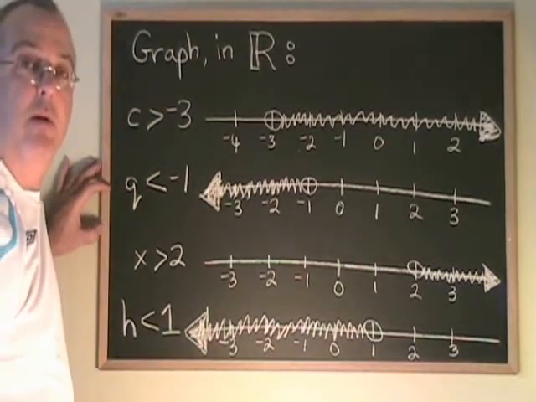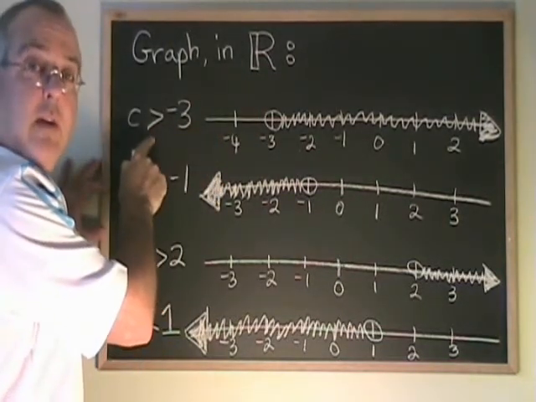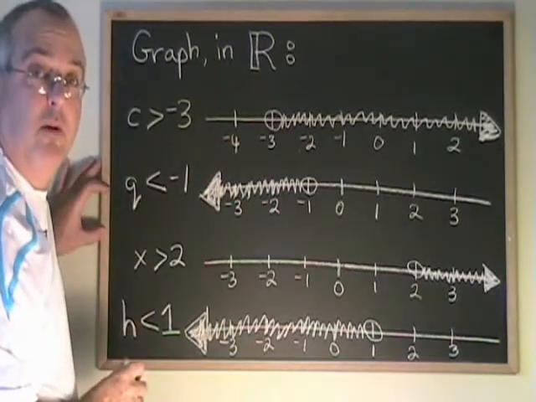This is how you graph equations in real numbers that do not have the extra little line that means or equal to in the equation.